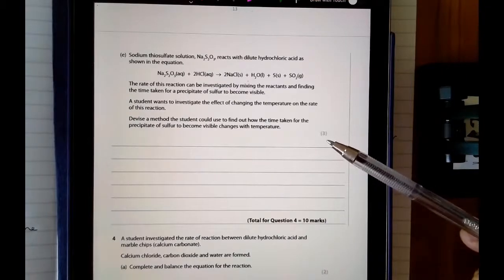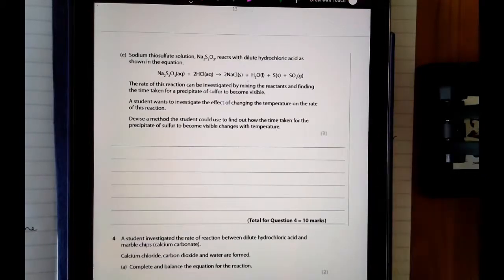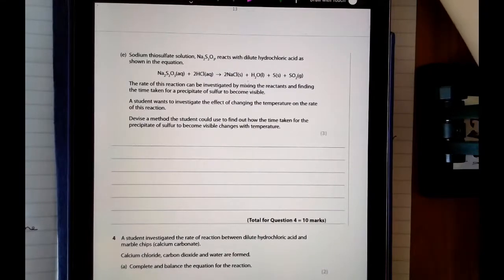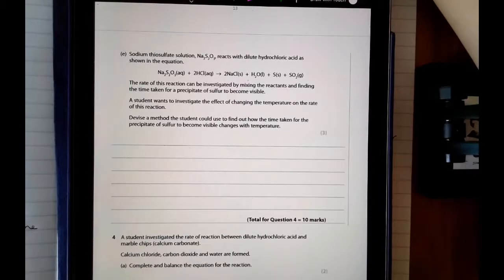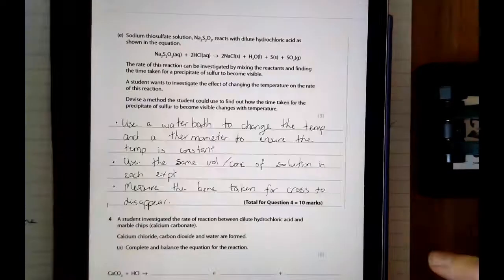In your answer, you'll have to say what you're going to do. Remember, you're changing temperature. So what equipment will you use to change the temperature, and how will you measure the temperature? You need to tell me as well what would stay the same in every single reaction, so what would act as your control. And then you need to tell me what measurement you would take in order to see which had the fastest reaction. So take a few minutes, press pause, and see if you can answer this question for yourself.